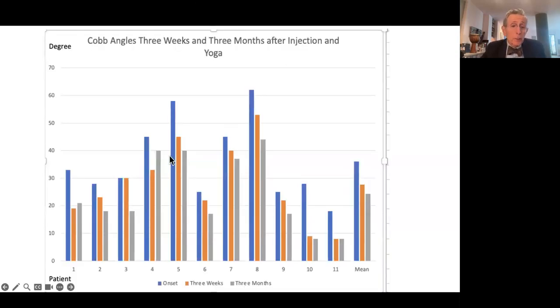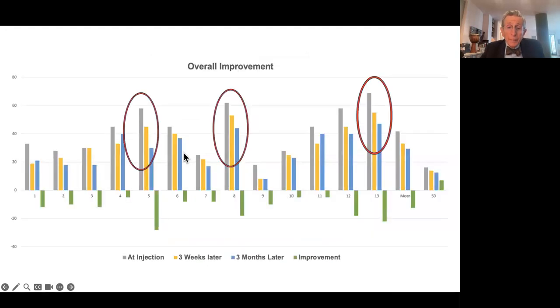Looking at them, some interesting things occur. Some didn't get better with the botulinum toxin at all, and some didn't get any better with the yoga. But most got progressively better with the botulinum toxin. That was their greatest increase, and somewhat better after that with the yoga. Interesting is that the people who were the most involved with the worst curves, up to 58, 62, and 70 degrees, are the ones that did the best.